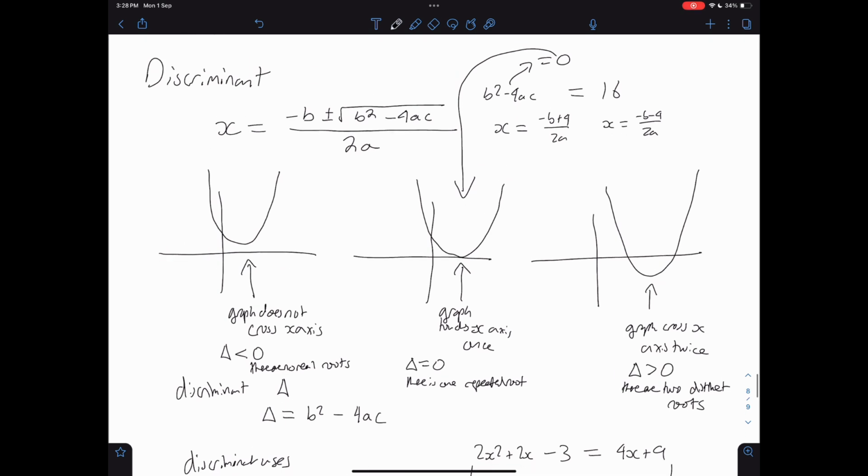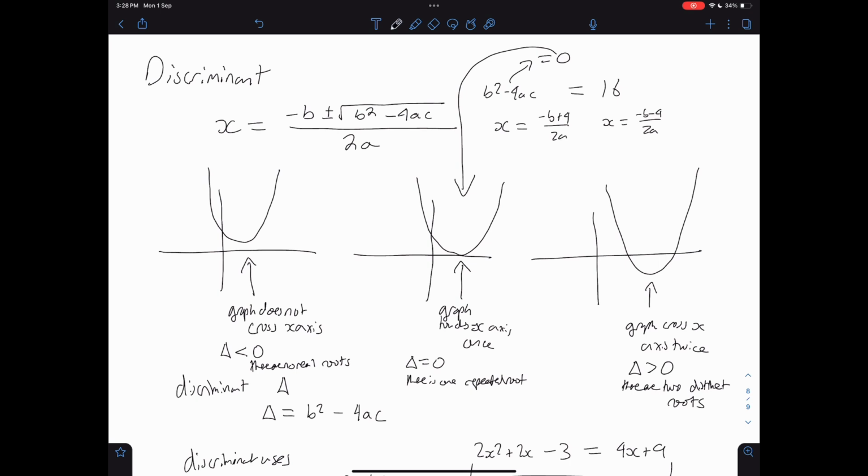But essentially, what you want to remember is if the discriminant, which is the thing under the square root, b squared minus 4ac, is less than 0, then there are no real roots. The graph will not cross the x-axis. If it is equal to 0, the vertex will touch the x-axis, so there will be one repeated root. And if it is greater than 0, it will have 2 distinct roots.